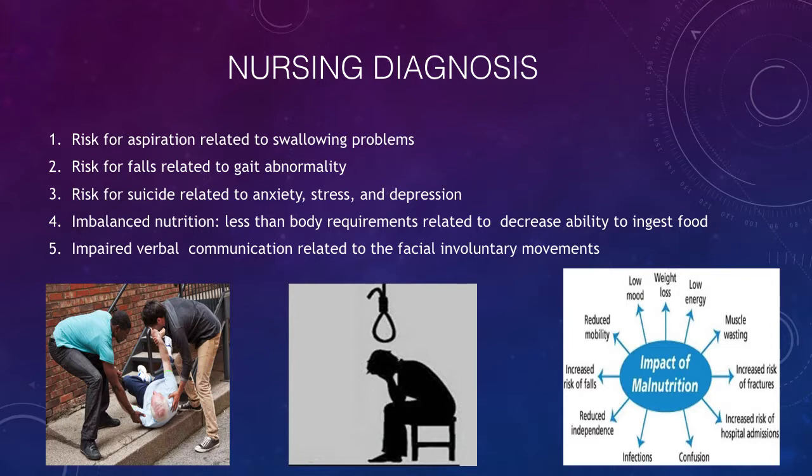The next nursing diagnosis is the risk for falls. This is due to the gait abnormality. So the nurse can provide fall precaution or the yellow bracelet. The nurse should answer the call light immediately. The nurse can provide a bedside commode and always lower the bed or put the bed in the lowest position before leaving the patient's room.